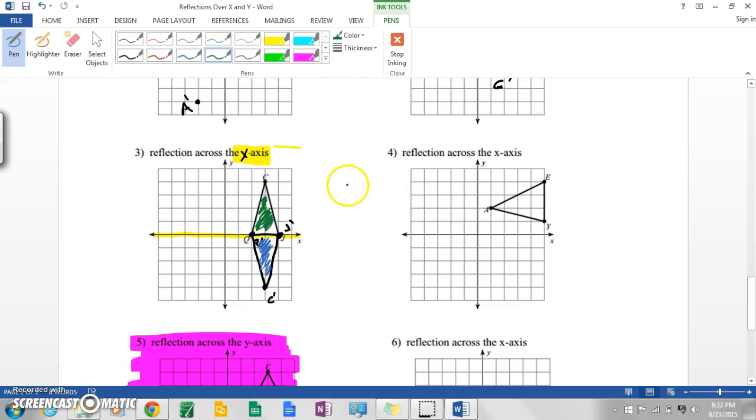What I want you to do now is I want you to try 4 and 6. You do not have to do 5. Don't do 5. I want you to try 4 and 6 based on what we did here. Keep in mind, your line of reflection is always going to be this x-axis. Start from the x, count to each point, label appropriately. If you have any questions, go back to the ones we did here. What I want you to do now is pause and try 4 and 6. Pause now.